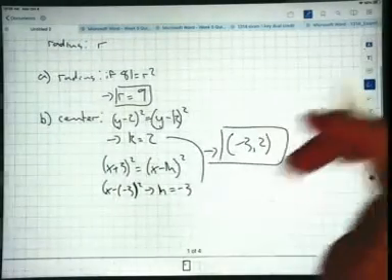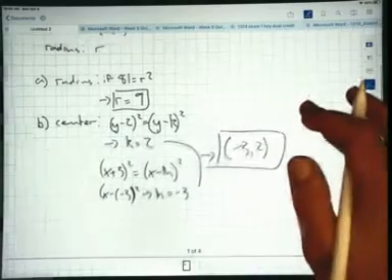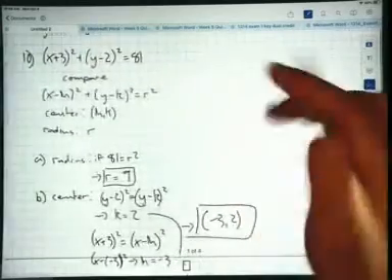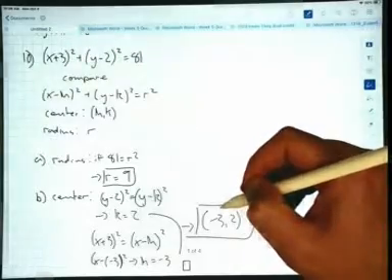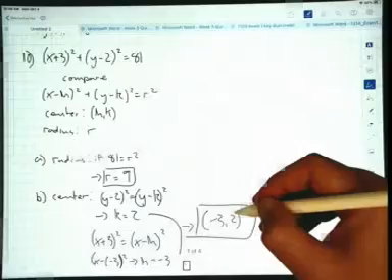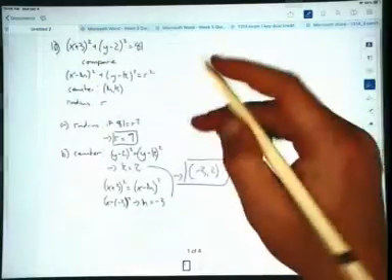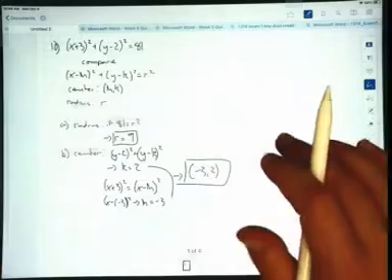Now, in the notes I briefly said something like this. The easy way to do this is to think about opposites. What's the opposite of positive 3? Negative 3. What's the opposite of negative 2? It's positive 2. And here's why we can think about the opposite. It's all dealing with this comparison of this equation to our standard form.